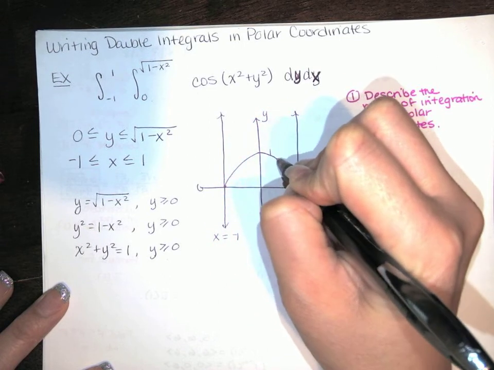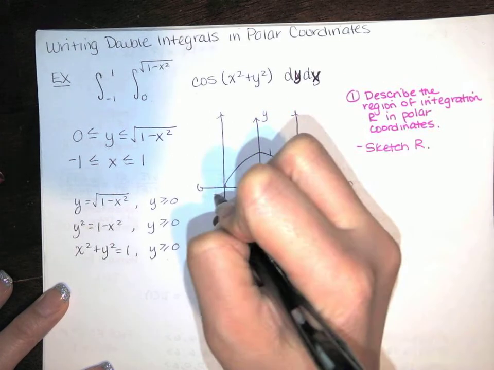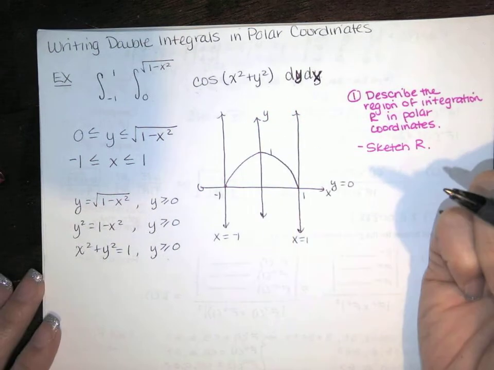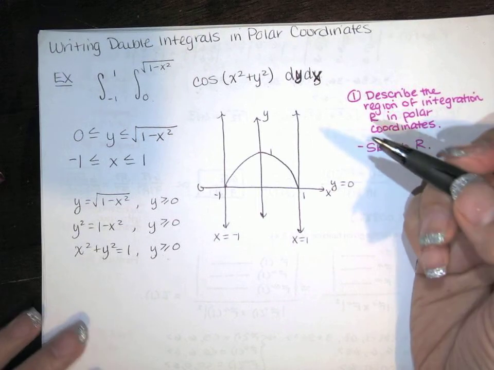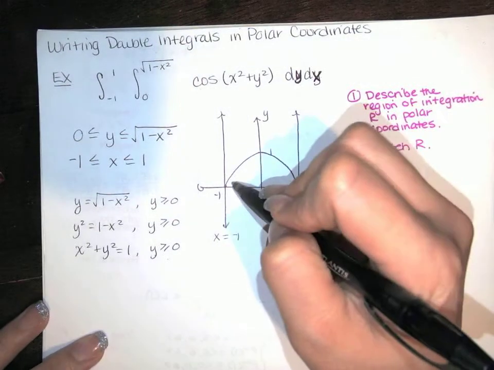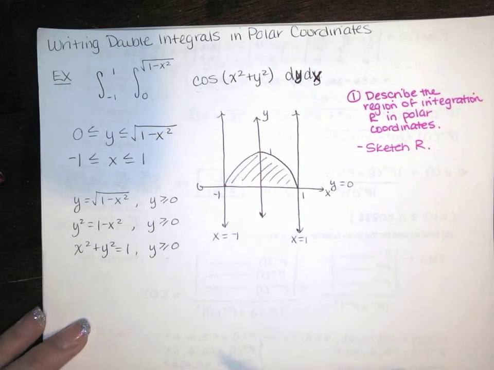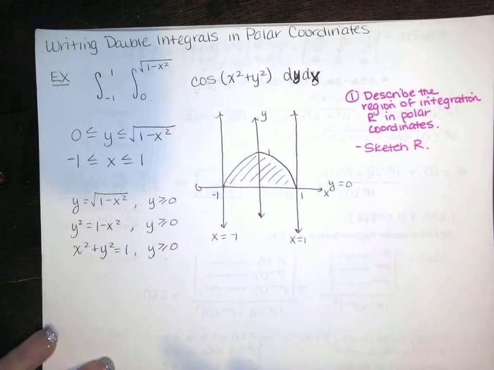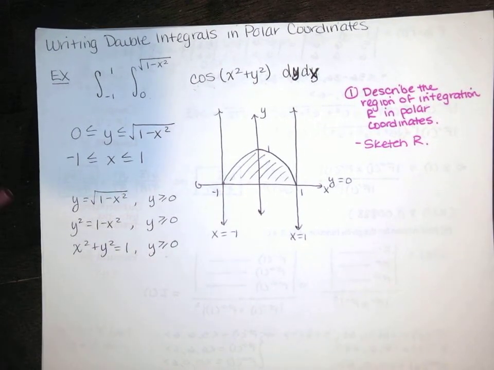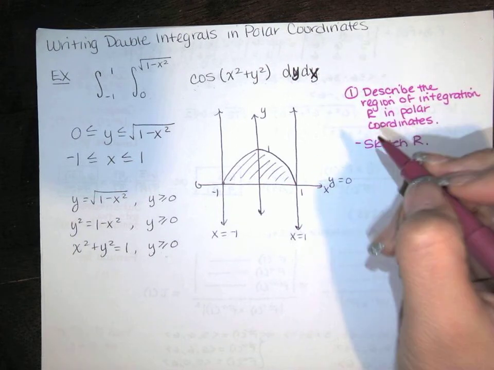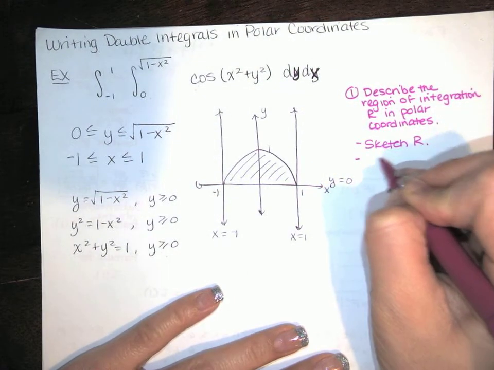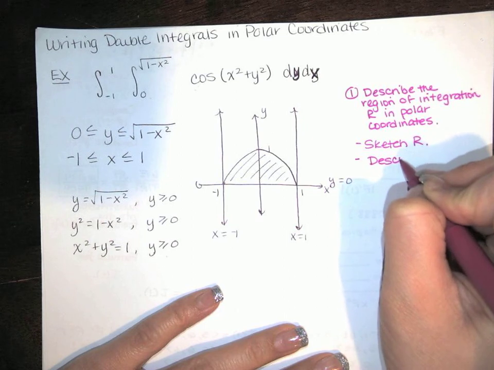So we're here. It's supposed to be a circle. It kind of looks like a parabola, but it's supposed to be a semicircle. Okay, so this is our region. Now that is really nicely, easily described in polar coordinates. So we sketch our region R, we see that it's part of a circle, that's great. So now we want to describe the region in polar coordinates.